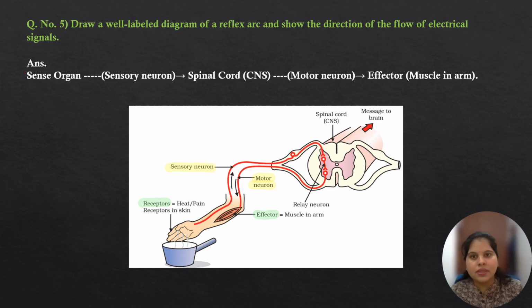In this reflex arc, the spinal cord is involved. Spinal cord is part of the central nervous system. Through this image you can understand: this is our skin. This is a hot object and our skin has thermoreceptors which can sense the temperature, and that information travels through the sensory neuron to the spinal cord, then the spinal cord processes the information and sends the signal to the motor neuron through the relay neuron to the effector organ.